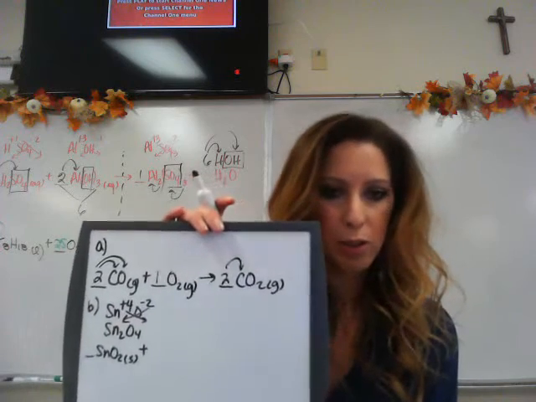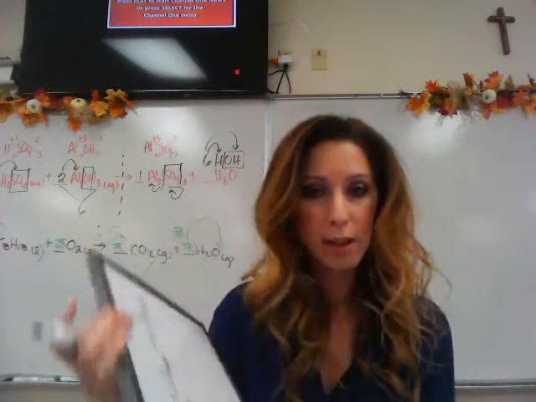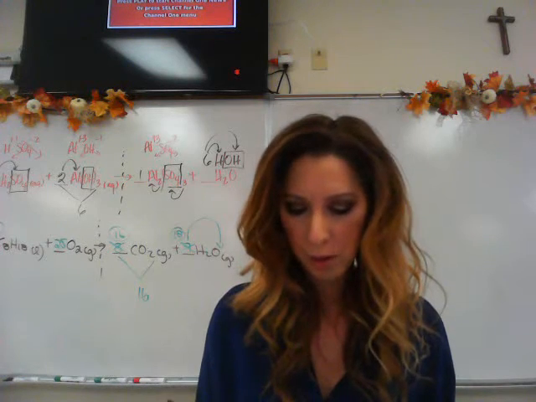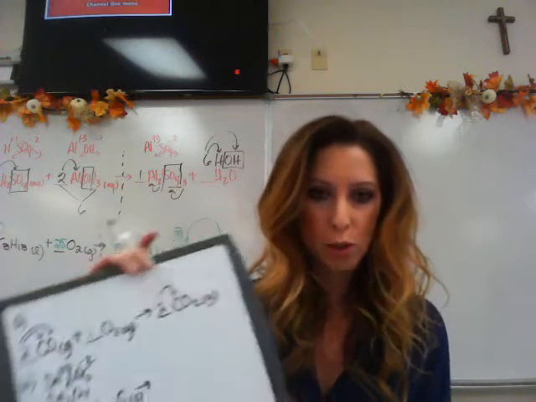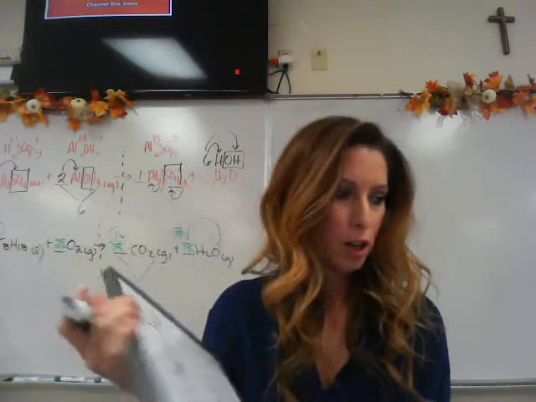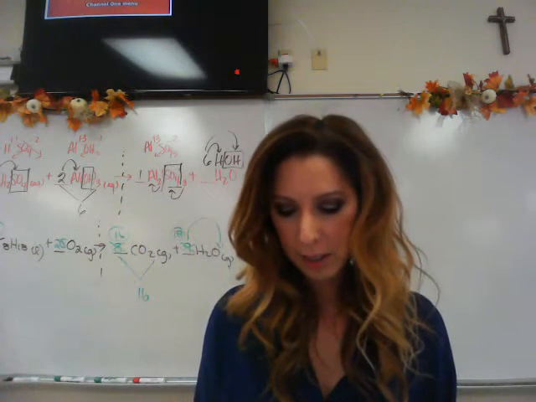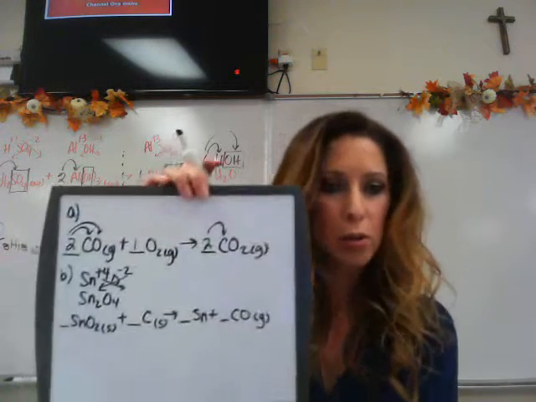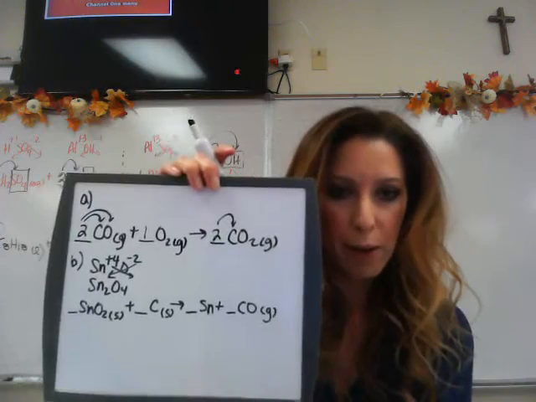It's combining with solid carbon. Carbon is not highlighted on the periodic table. That means it is not a diatomic element, so I am not going to put a subscript 2 after it. It's producing tin and carbon monoxide gas. Tin is Sn, carbon monoxide is CO. So here is your equation, but we still have to balance it.